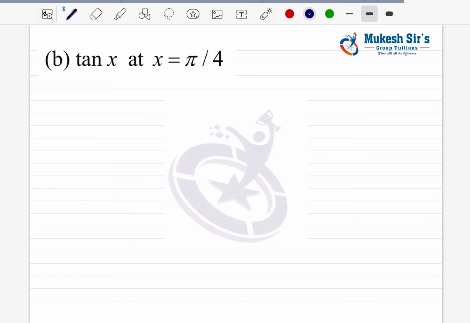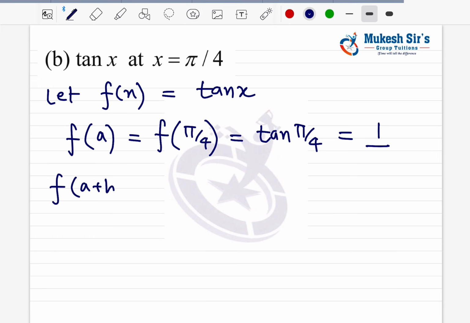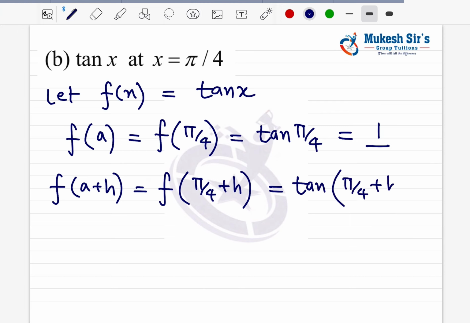Find the derivative of f of x at x equal to pi by 4. So let f of x be equal to tan x. Here the value of a is pi by 4. So you can find f of a first. f of a is f of pi by 4. Pi by 4 is 45 degrees. This becomes tan 45, and tan 45 is equal to 1. Then you can find f of a plus h. So f of a plus h becomes tan of pi by 4 plus h.